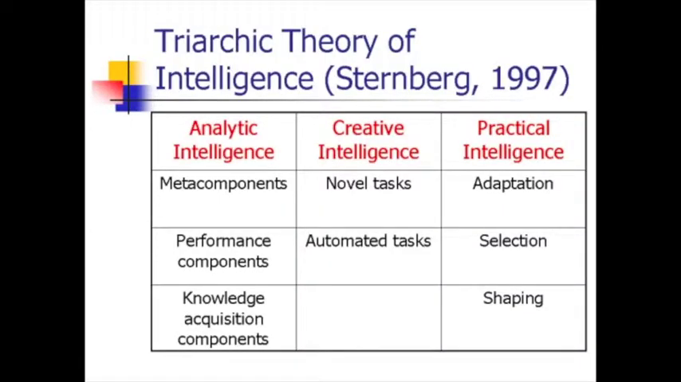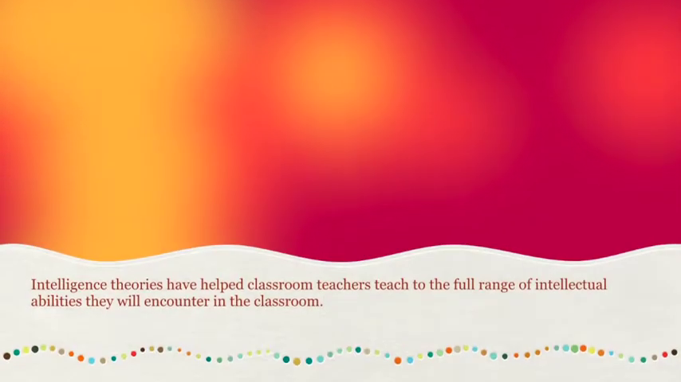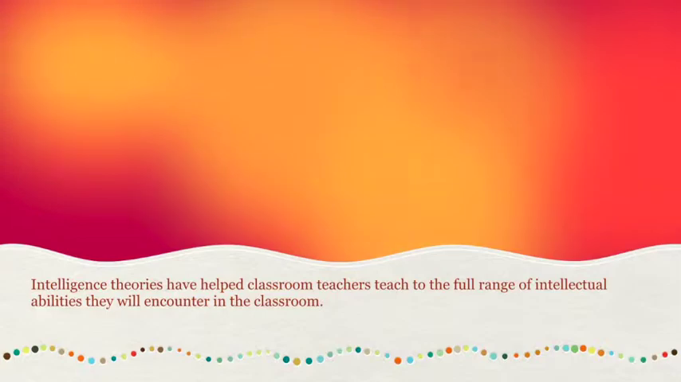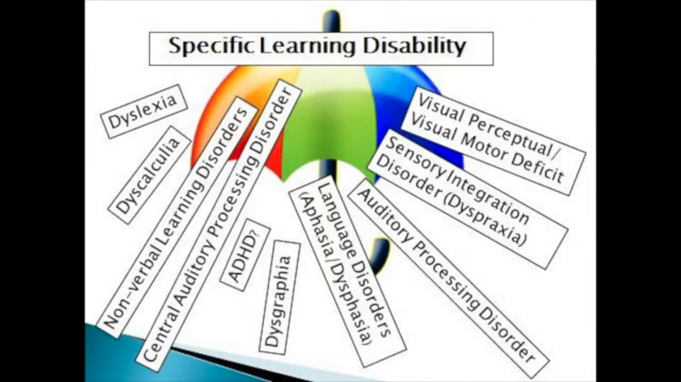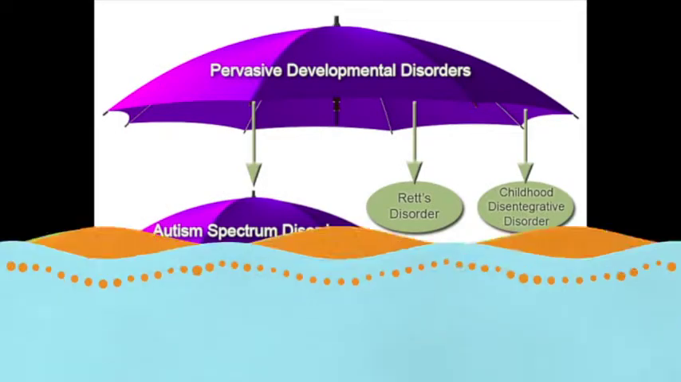Two well-known intelligence theories include Robert Sternberg's triarchic theory of intelligence and Howard Gardner's multiple intelligences theory. Intelligence theories have helped classroom teachers teach to the full range of intellectual abilities they will encounter in the classroom. It is essential for them to be aware of the unique needs of children who have been identified as gifted and those diagnosed with learning disabilities and autism spectrum disorder.